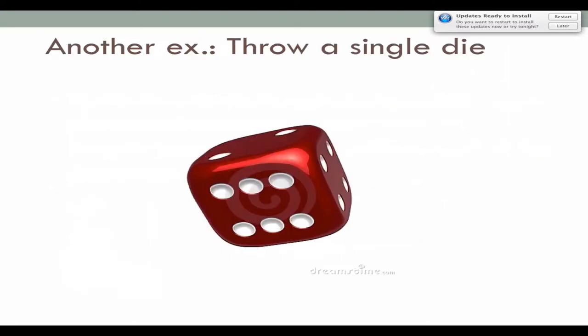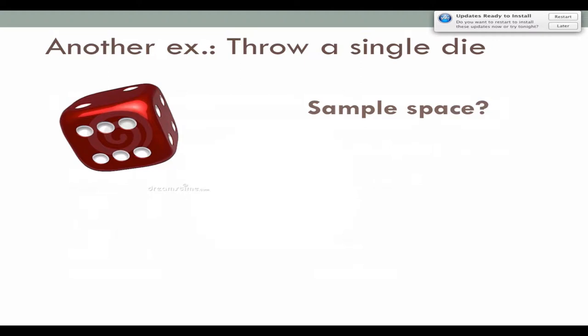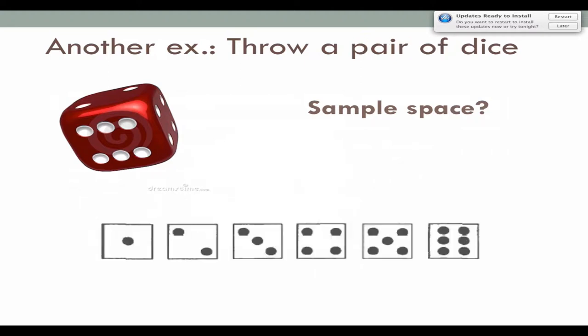Here's another example. We throw a single die. This is another random experiment. So what are the possible outcomes for this experiment? Yeah, there are six possible outcomes: 1, 2, 3, 4, 5, 6. So the set of all of those six outcomes constitutes the sample space. There are six elementary outcomes for this simple random experiment.